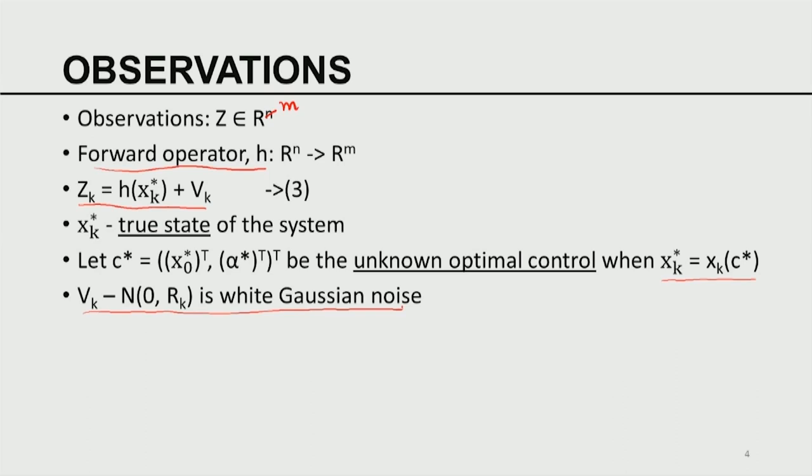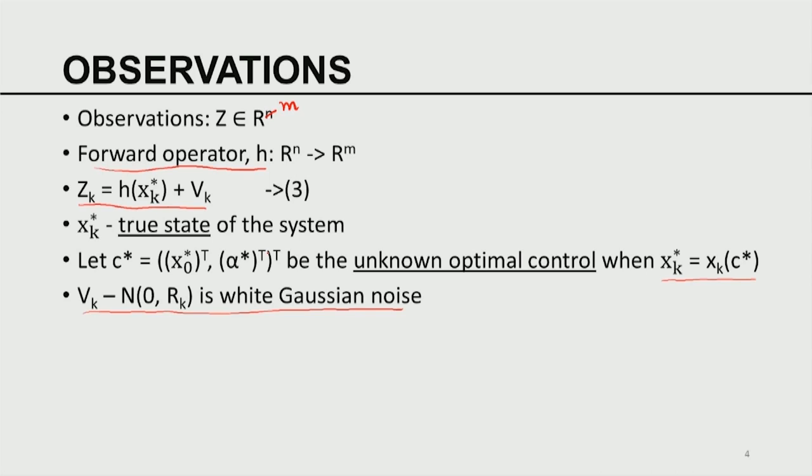One is the true state, which is not known to us. The mother nature does not reveal all her secrets. So xk star is the true state of nature. Xk is the state predicted by the model. The state predicted by the model will be equal to the true state only when the model control are set to x naught star and alpha star, which corresponds to the true state of mother nature, but we do not know what x naught star and alpha star is.